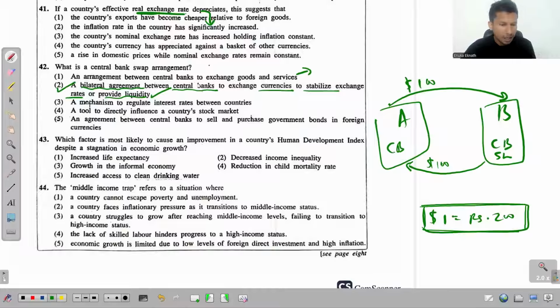Right, look at this question 43 now. Which factor is most likely to cause an improvement in country's human development index despite a stagnation in economic growth? All right. So before we select the answer for this one, let me show you the criteria that we use when calculating this human development index. Now check this. These are the criteria that we consider when constructing this human development index. We get the three criteria and the indicators on this side.